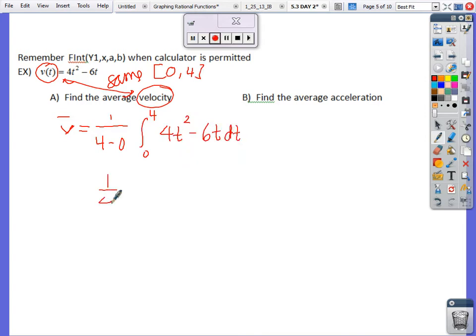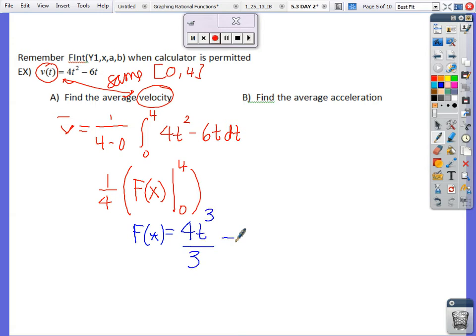So I get 1/4 times the integral of f of x, and you're going to evaluate from 0 to 4. So that's the notation I would use. So underneath it now, I'm going to find the antiderivative right here. The antiderivative would be 4t, and then raise 1, divide the whole thing by that same power, minus 6t, raise 1, divide by that whole power. Obviously, it does simplify a little bit. We get 4/3 t cubed minus 3t squared.